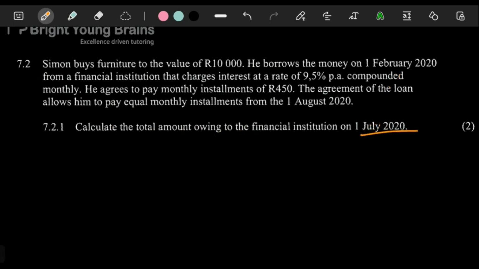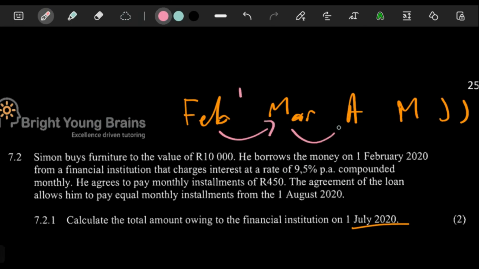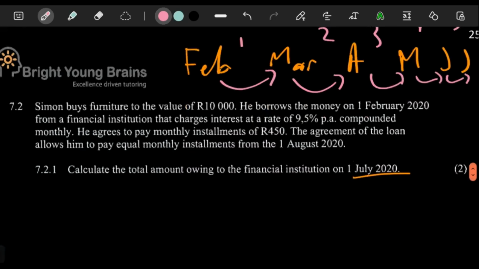Because what's going to happen is the loan is taken out in Feb, right? In March, that's 1 month later. That 1 month later, it has gained interest. March, April, May, June, July. So if you think of it, that's like 1, 2, 3, 4, 5 months later. So we need to know how much the money is worth after 5 months.